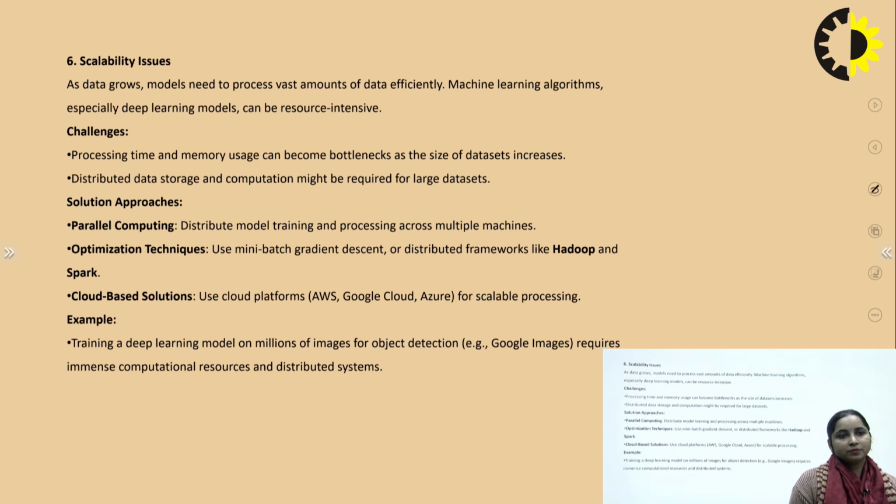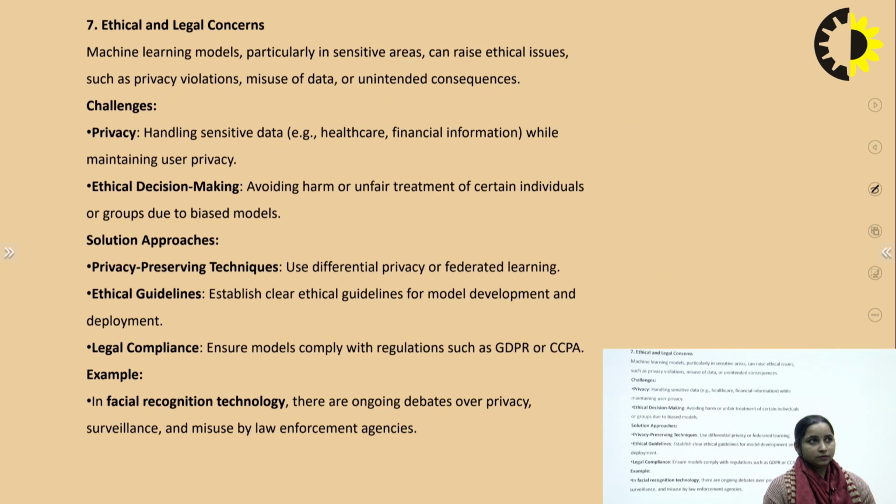So what can be the solution for this is like parallel computing, optimization technique, or cloud based solutions. We can use this, and example can be like training a deep learning model on billions of images or millions of images for object detection, as example Google Images. So require immense computational resources and distributed system. So we can have this issue.